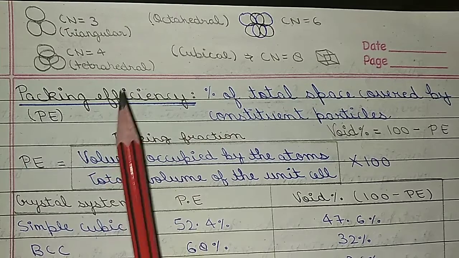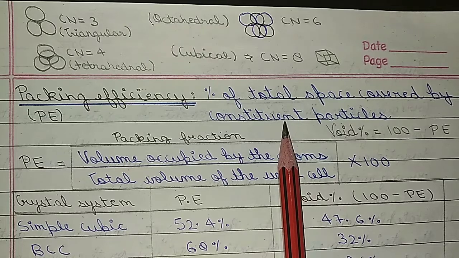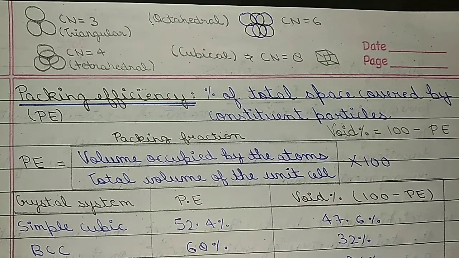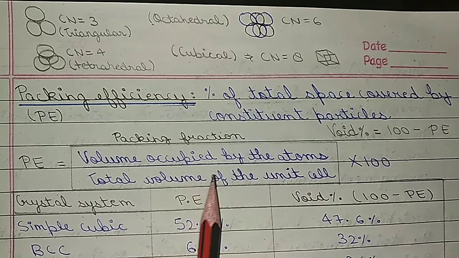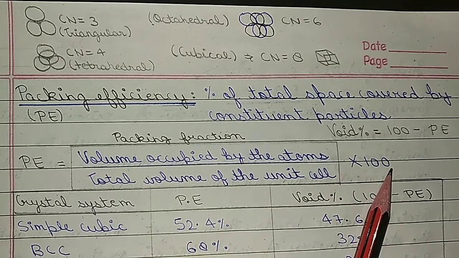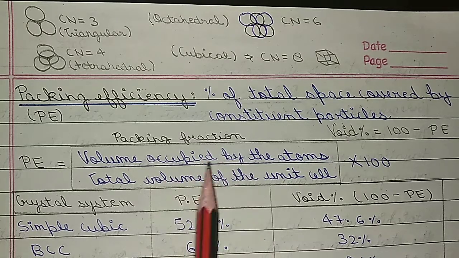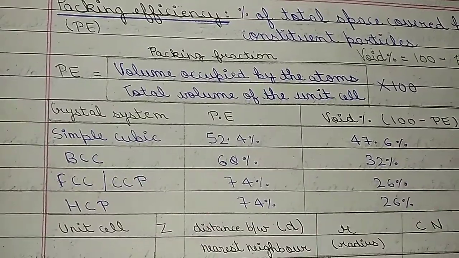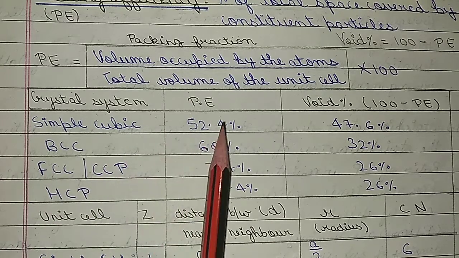Now what is packing efficiency? Packing efficiency is the percentage of total space covered by constituent particles. We can find the packing efficiency with the help of a formula: volume occupied by the atoms divided by the total volume of the unit cell, into 100. If you want to find the packing fraction, then the formula is volume occupied by the atoms divided by total volume of the unit cell. Now there are some crystal systems whose packing efficiency is given. Simple cubic system has the packing efficiency 52.4%.